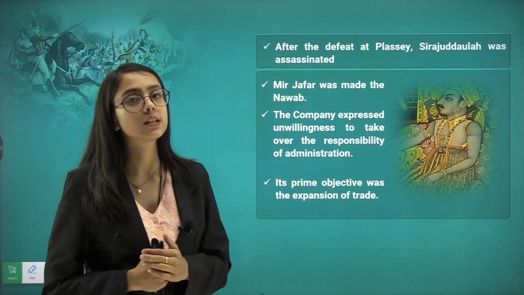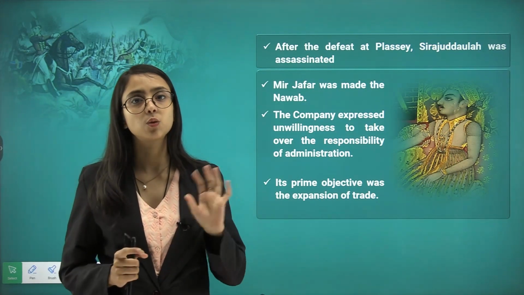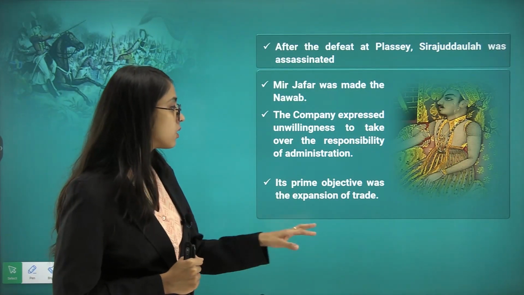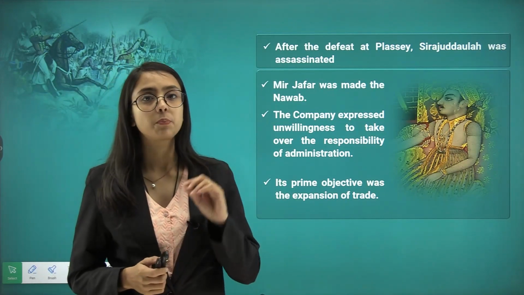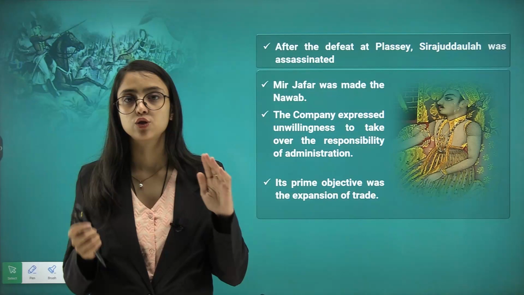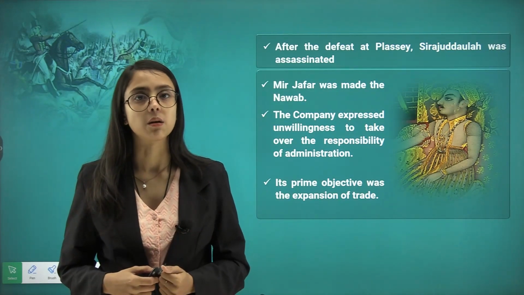The East India Company expressed all kinds of unwillingness and disclaimed responsibility for the occurrence of the Battle of Plassey. Its prime objective was the expansion of trade, to expand trade and earn profits. No responsibility for administrative duties was taken up by the company.